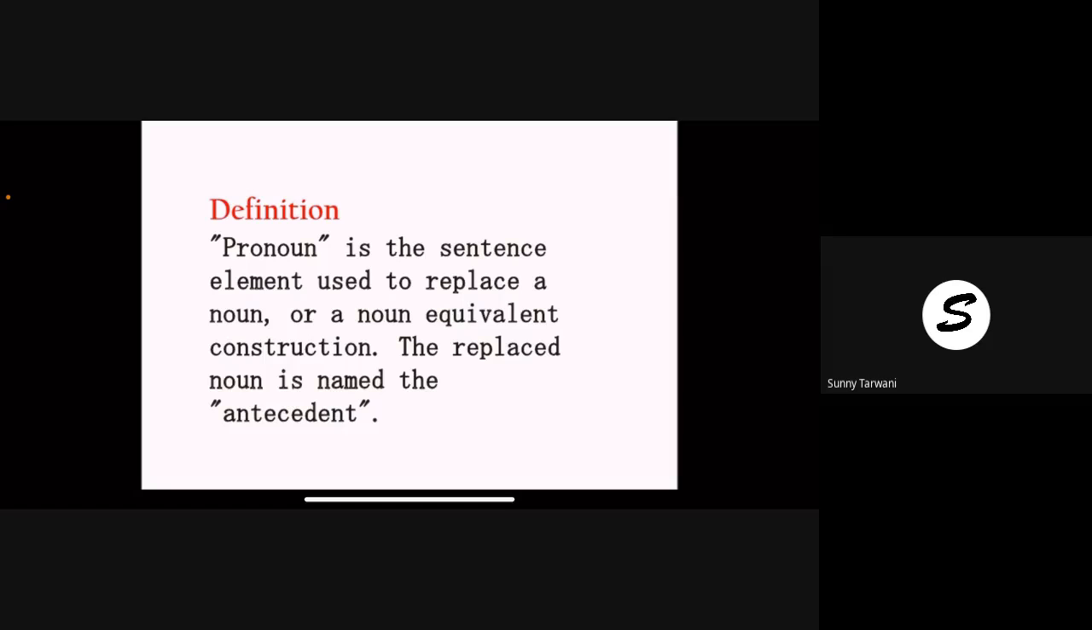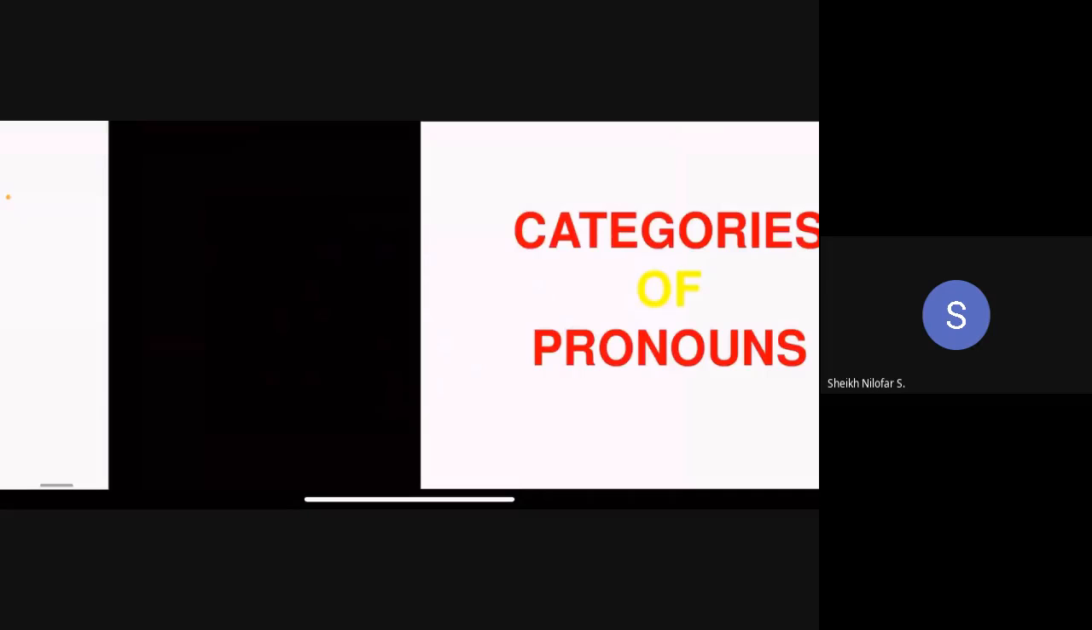If I want to remove any boy's name, I will write he. If I want to remove any girl's name, I will write she. So that is called a pronoun. We did not have to say everyone's name now.